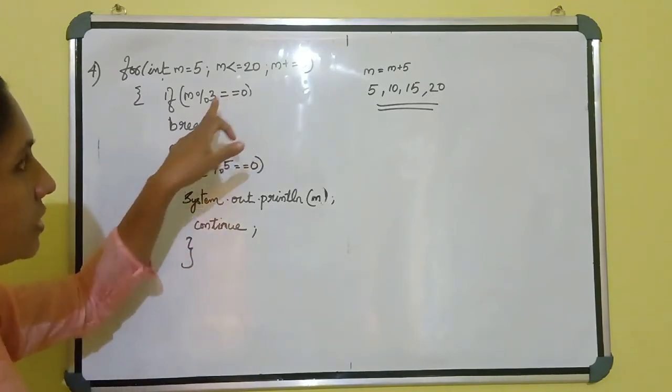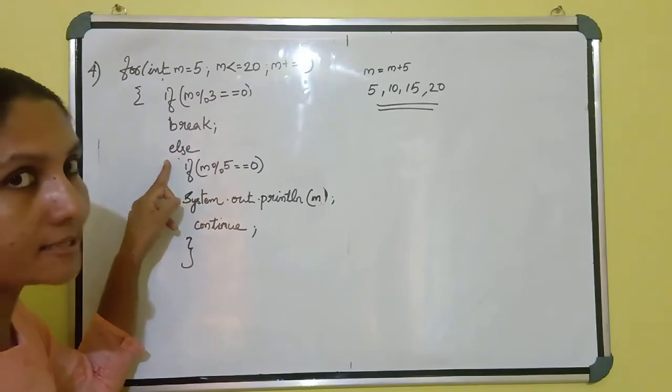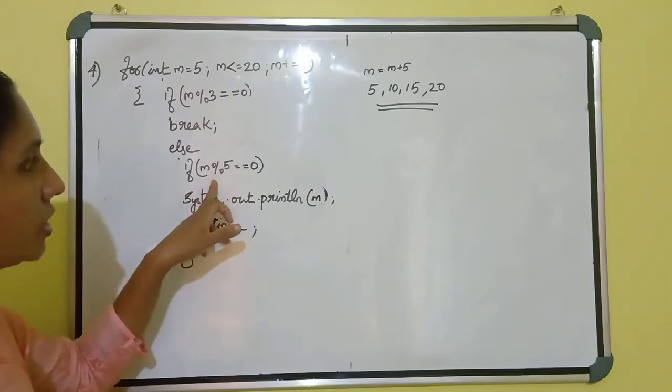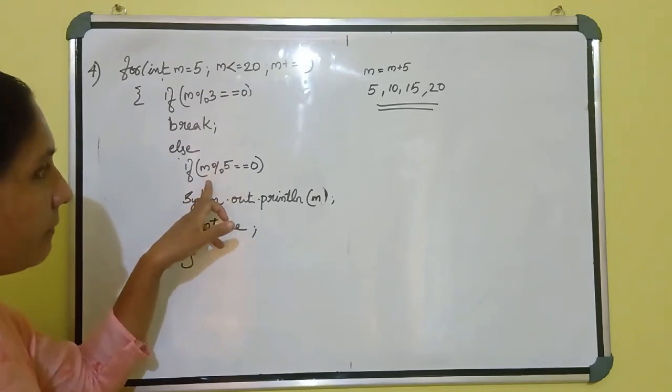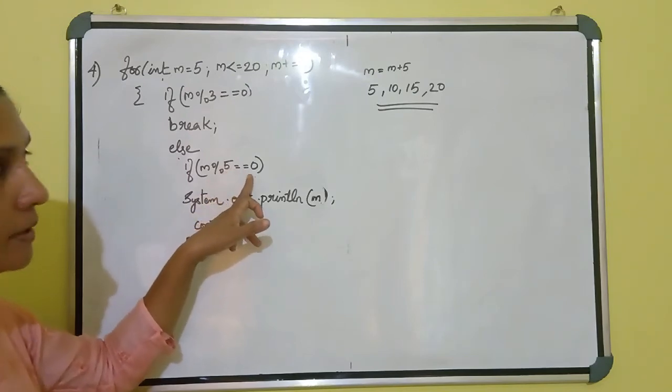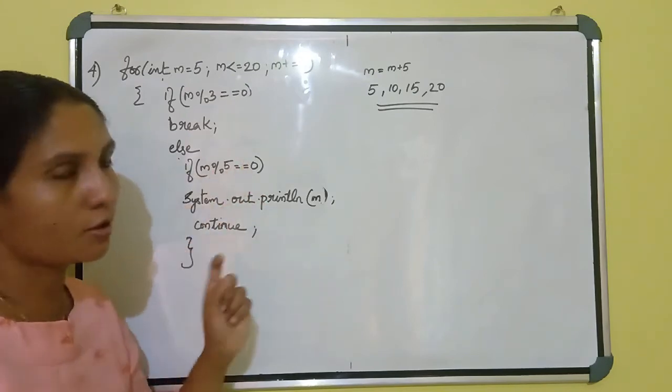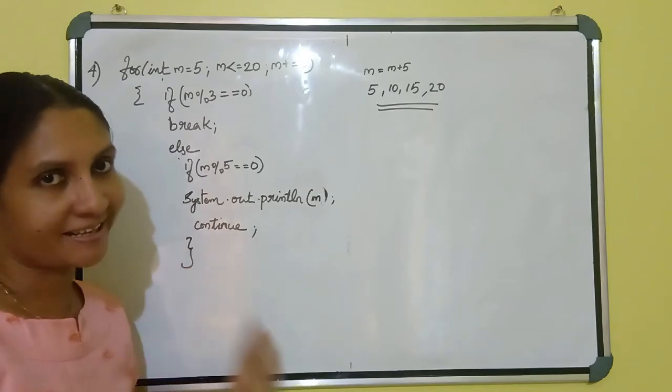And if the condition is false, it will go to the else part. And again it will check whether the number mod 5 is equal to 0. If it is equal to 0, it will print the value. These are the conditions.